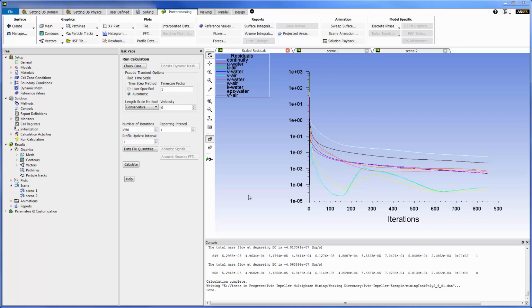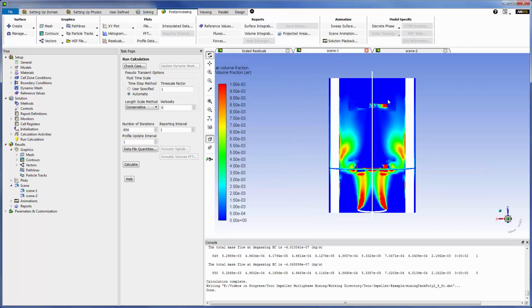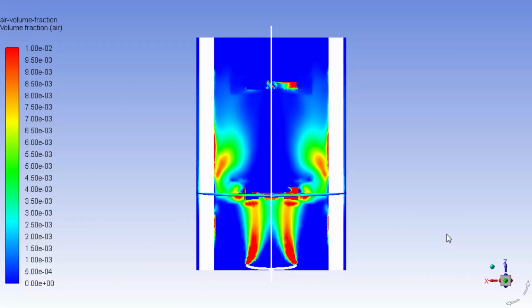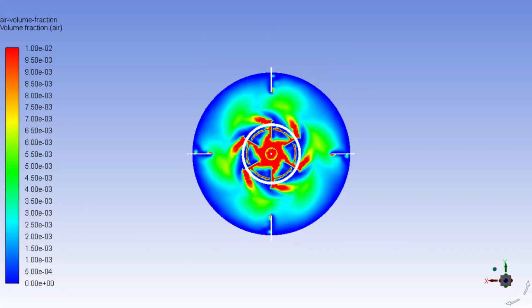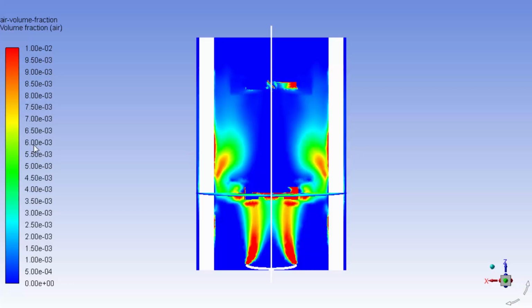After 850 iterations, the convergence of the solution is satisfactory. Let's take a look at the produced flow field. Shown is a contour map describing the volume fraction of air on the XZ plane. This plot shows how the air travels up the mixing tank as it interacts with each impeller. When I change the viewer to look at the XY plane, I can see that the air is collecting on the bottom surface of the Rushton blade turbine disc before it's dispersed by the impeller's blades. The shape of the Rushton turbine seems to be creating cavities behind the turbine.